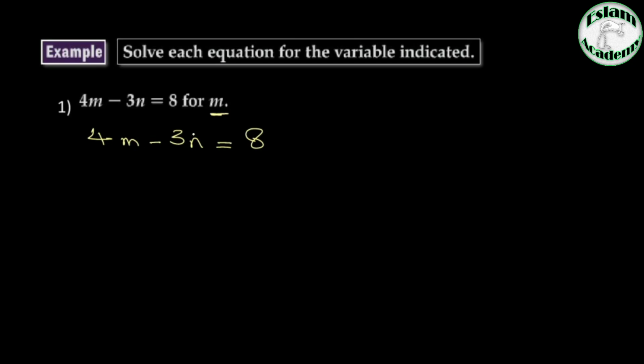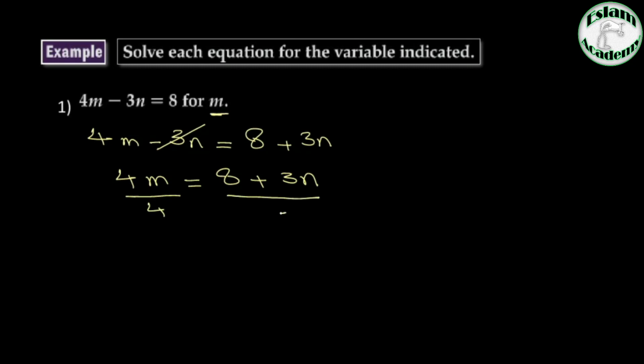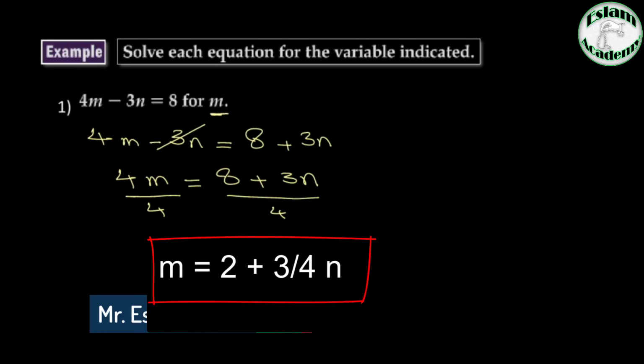To solve for m, we will use the same way as for solving any equation. We will add 3n, so the equation now will be 4m is equal to 8 plus 3n. Now we have 4m, which means 4 times m. To solve it, we will divide by 4. So m is equal to 8 divided by 4, which is 2, plus 3 over 4n.